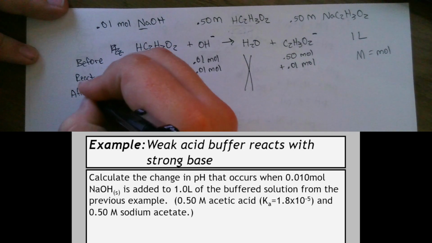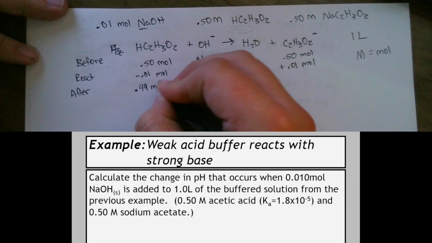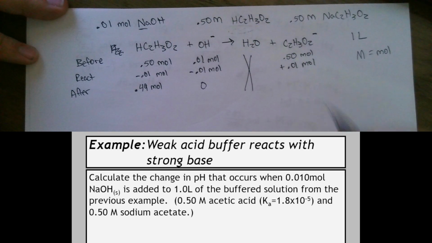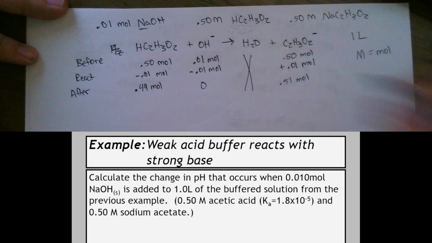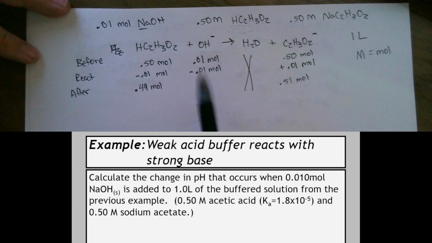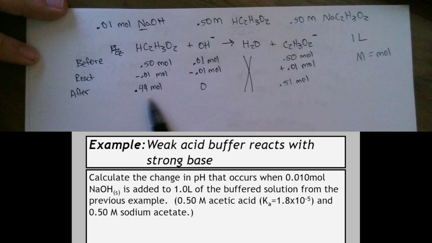I'm going to put my after step here, what I'm left with. I only end up with 0.49 moles of acetic acid. All of this OH is gone, and I have 0.51 moles of acetate. So adding 0.01 moles of strong base only neutralized just a little bit of this acid and made just a little bit more base. Even though this is a weak acid, it still reacts at a 1-to-1 ratio with this strong base.